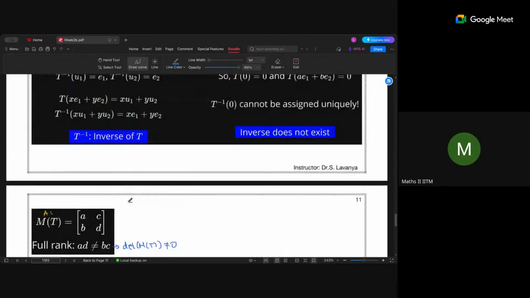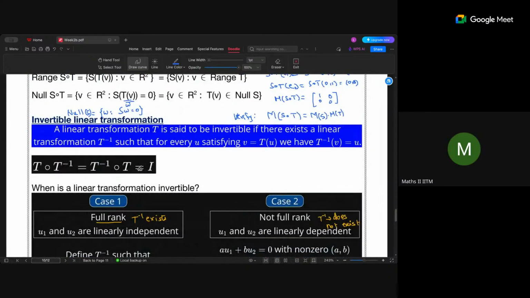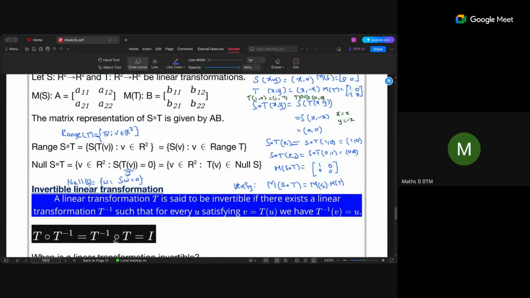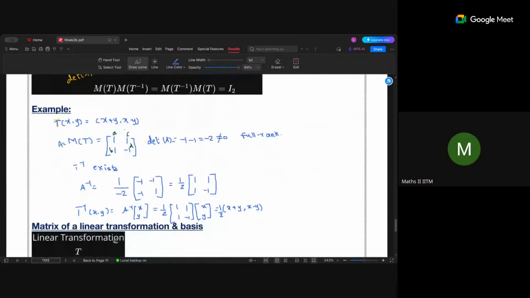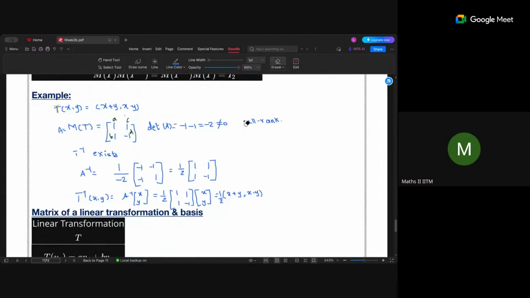What is the property it should satisfy? This is the property. Maybe one part I will do, the other part you can try. So let's verify this part. What is T composition T inverse of x comma y? What is T inverse of x comma y? We just computed it, right? It is 1 by 2 times x plus y comma x minus y. This 1 by 2 I can bring outside.